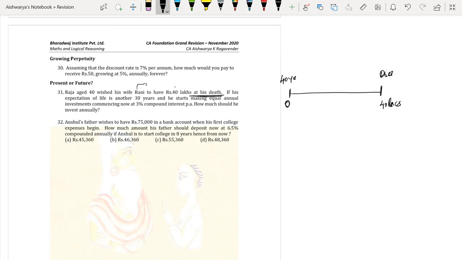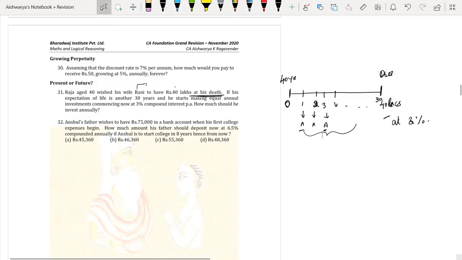He is expecting to live another 30 years. So 1, 2, 3, 4, so on up to 30th year. Up to there, he is going to live. Okay. So he is making some installment. We don't know how much A he is going to make. And this A will accumulate to 40 lakhs. Okay. At 3% per annum. So this A you will calculate using the PV formula or the FV formula.